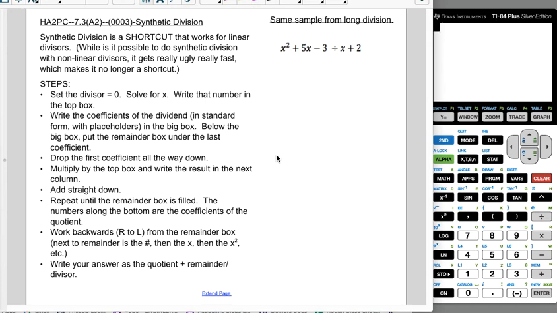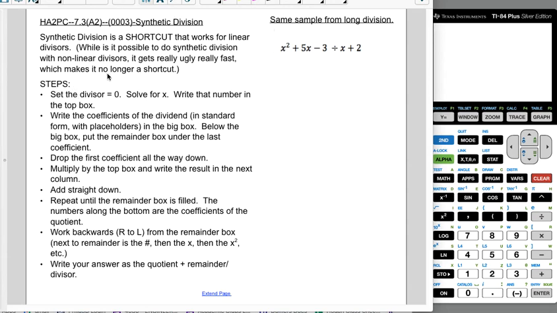So synthetic division is a shortcut that works for linear divisors, so it's a faster way to do long division of polynomials. While it's possible to do synthetic division with nonlinear divisors, it gets really, really ugly really fast. I want to make the point that it's not impossible, but it's really not worth it. I believe at one point early in high school, my teacher said that it was impossible to do it with nonlinear divisors, and I thought she was probably wrong, so I did some math to see if she was wrong, and she was in fact wrong, but it definitely wasn't worth it to do synthetic division with nonlinear divisors. So let's walk through how synthetic division works.